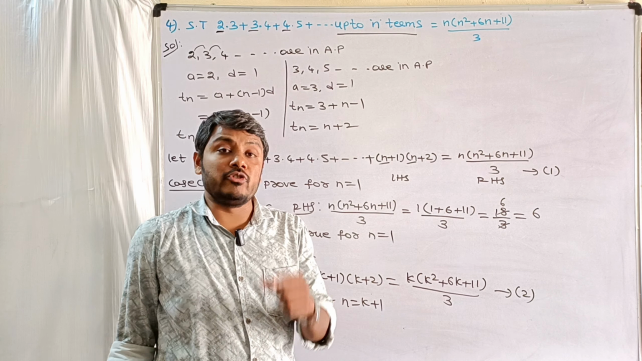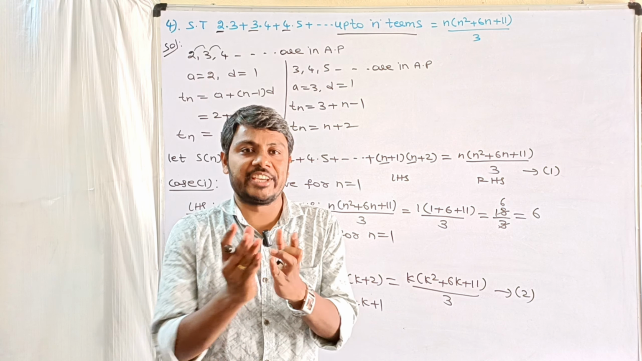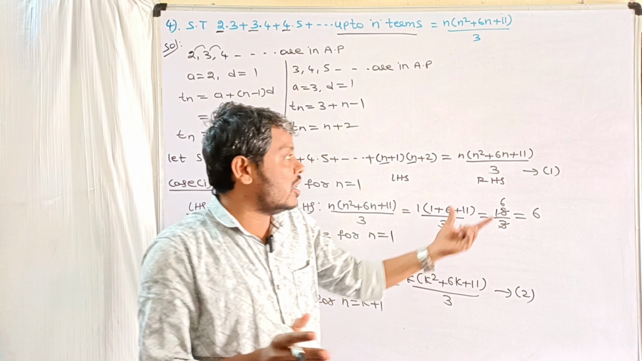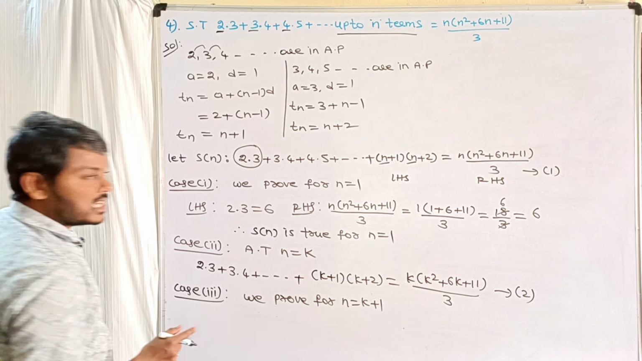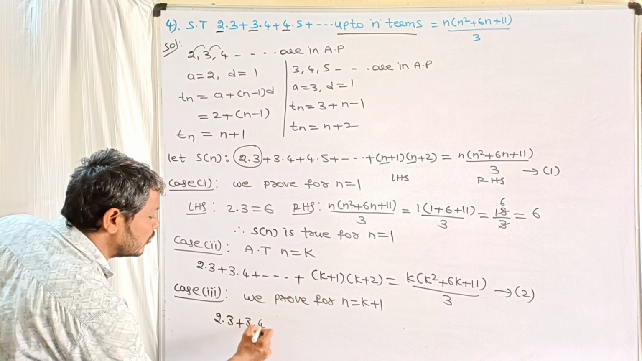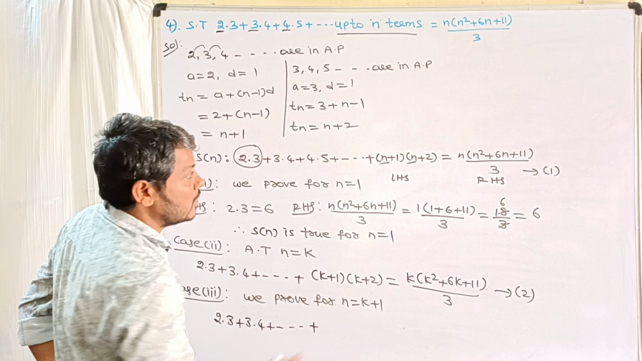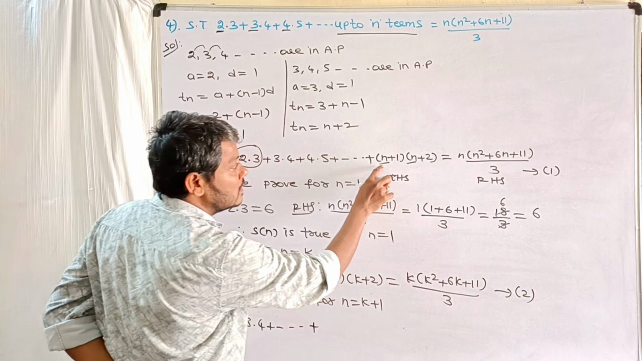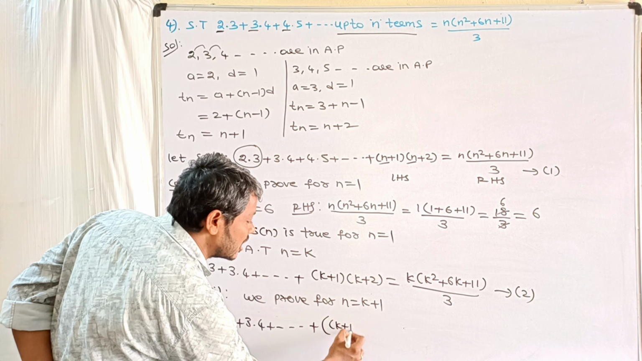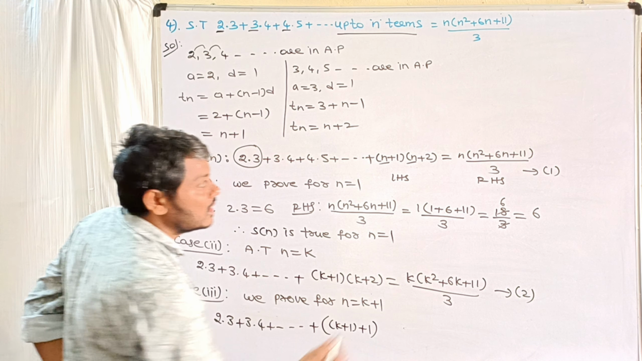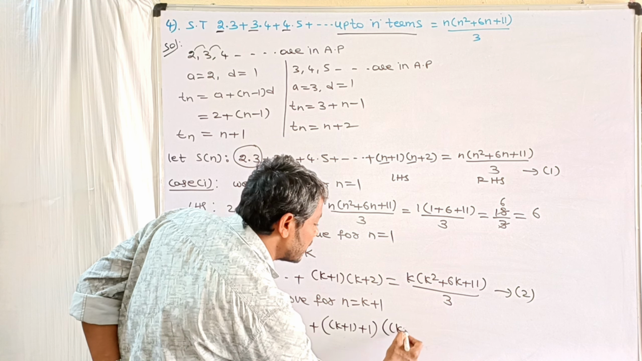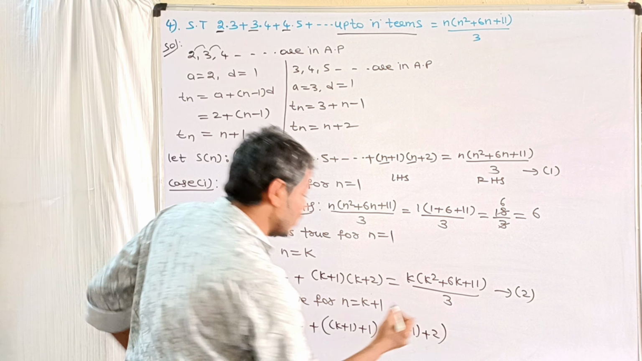So next, what is case 3? You prove for n equals k plus 1. You can consider LHS and replace n by k plus 1. From that you can prove RHS. So here what is LHS of equation 1? This one. That is 2 into 3 plus 3 into 4 plus and so on, plus, how to write n plus 1? n is k plus 1, so you should mention the bracket for k plus 1 plus 1. Again n plus 2, replace n by k plus 1, that is k plus 1 plus 2.